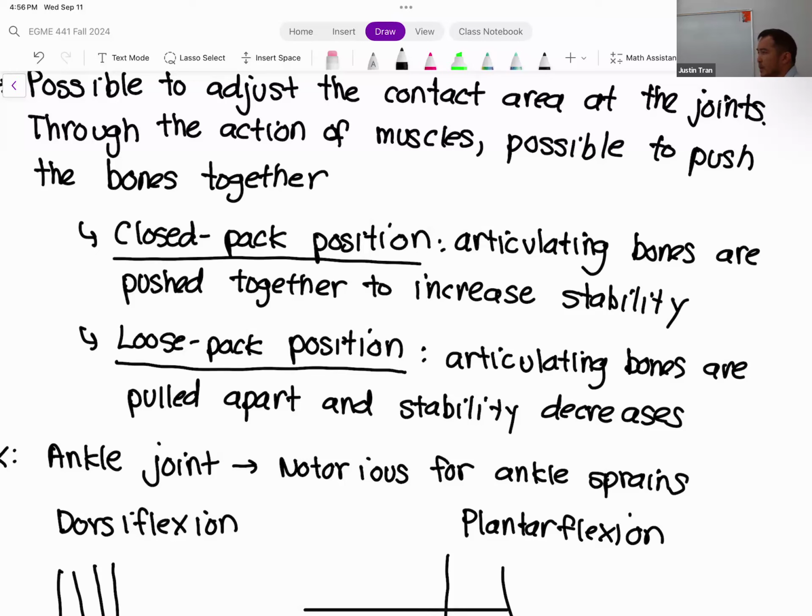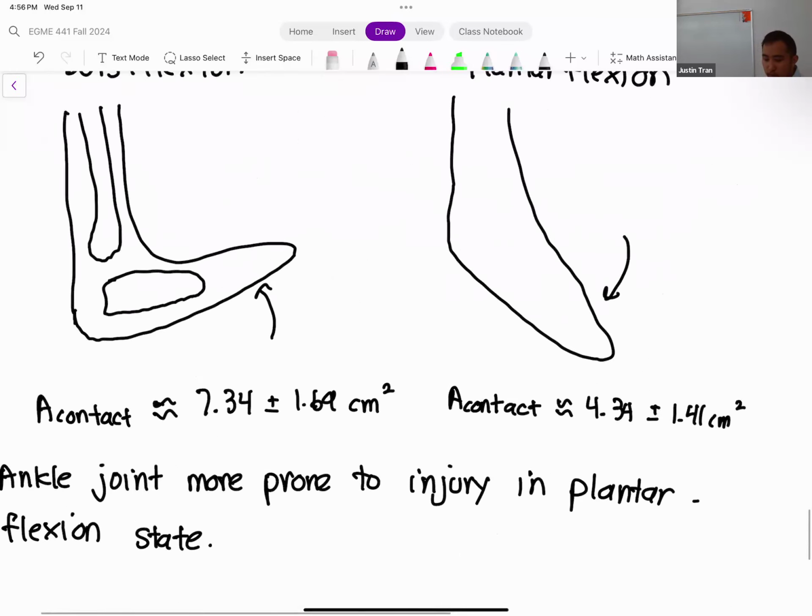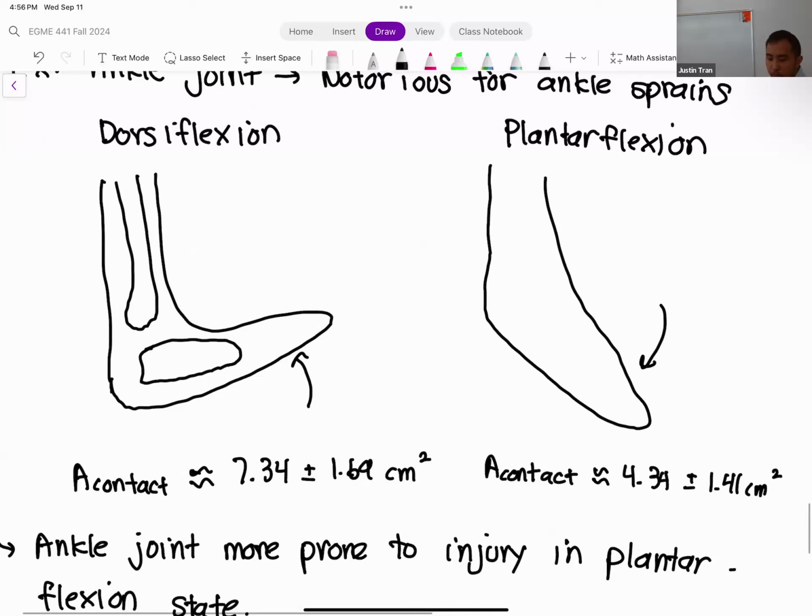Sometimes gravity plays a role too. Like for the ankle joint, most of the time you're going to be in plantar flexion because gravity naturally pushes your toes downwards when it's off the ground too. So that plays a role too. Any other questions on this?